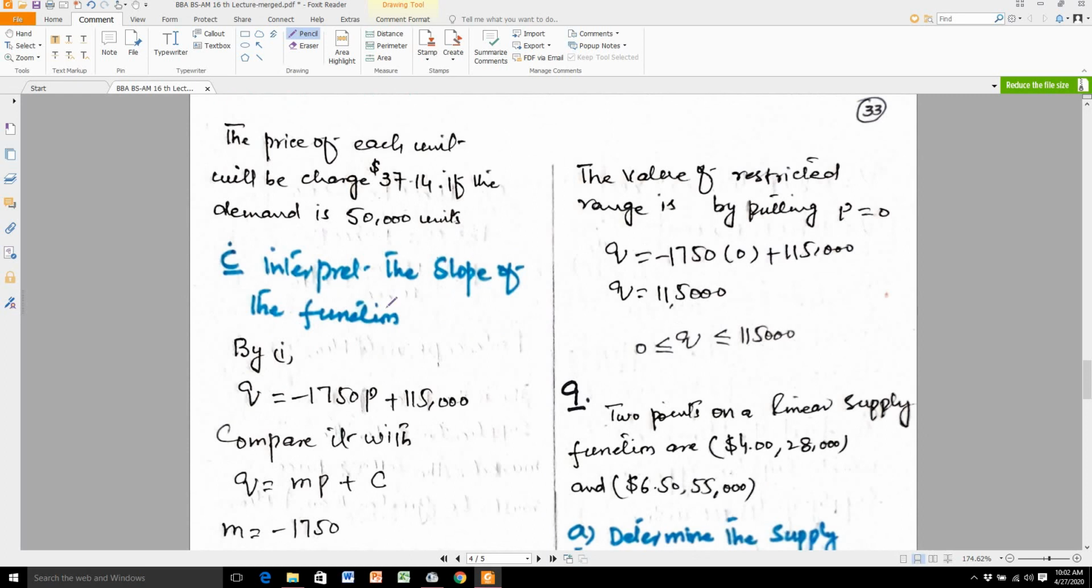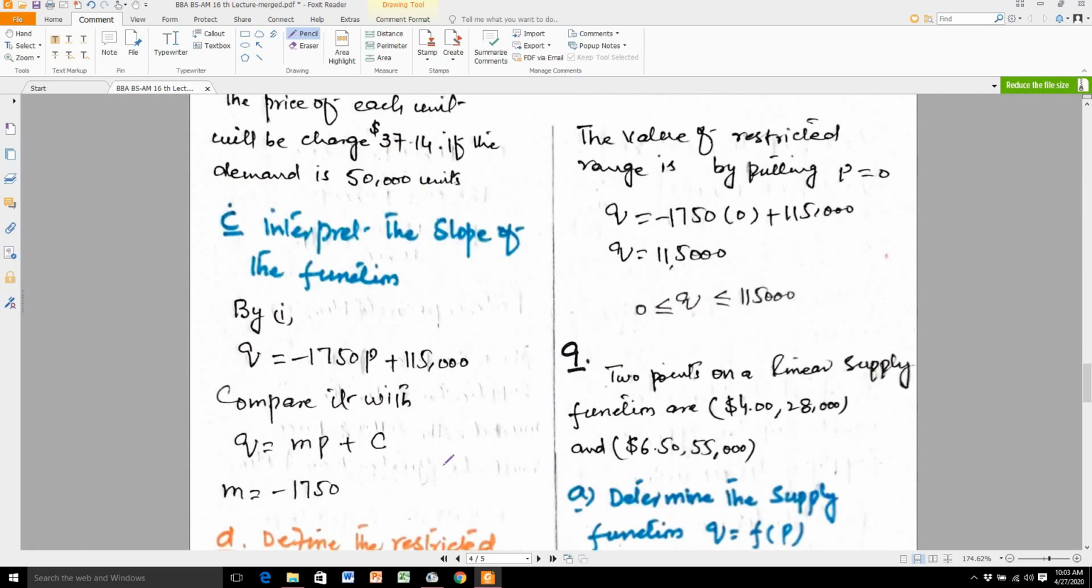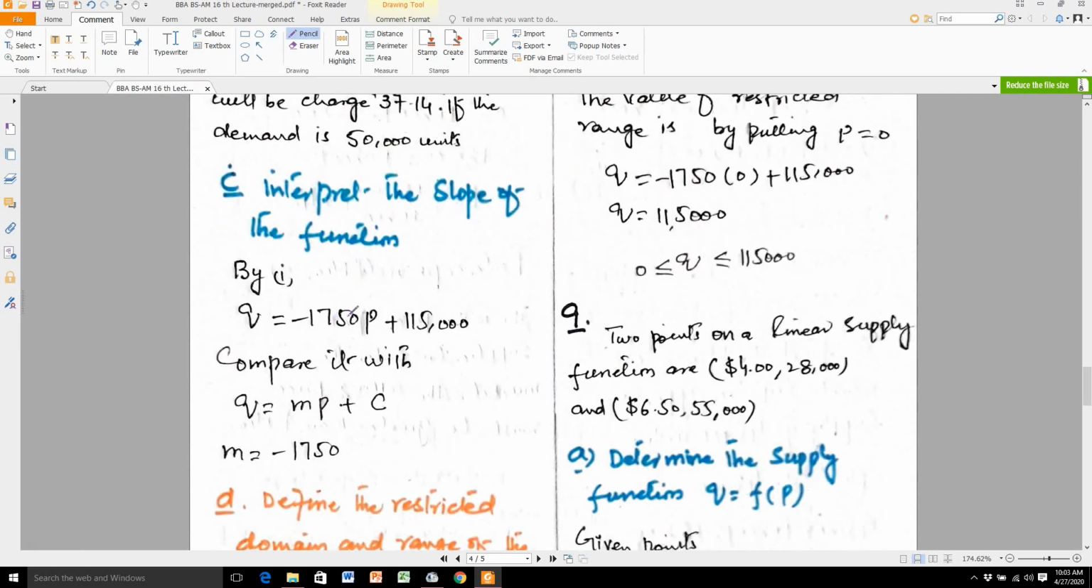Interpret the slope of the function. You see, by equation number 1, Q is equal to minus 1750 P plus 115,000, compare it with Q is equal to mP plus c. It is the general form of the slope intercept form. Here when you compare this, m is equal to minus 1750. What does this value of m show here?